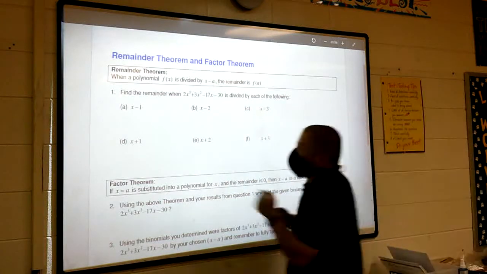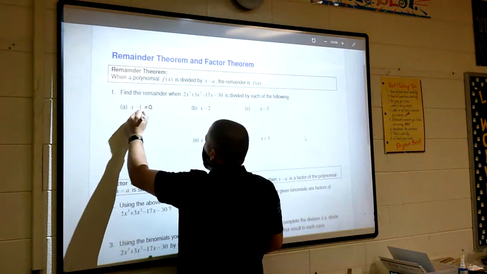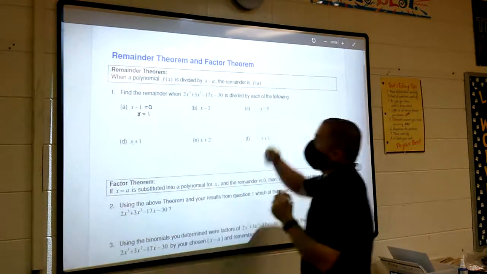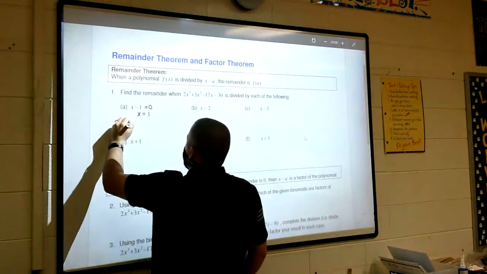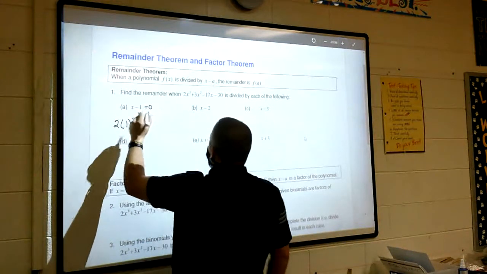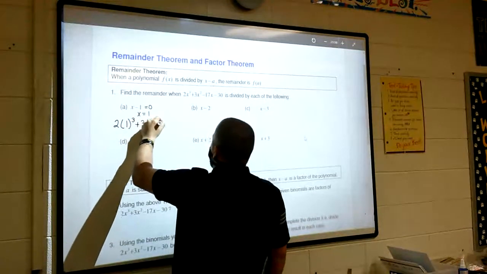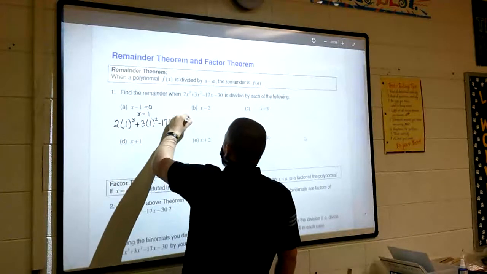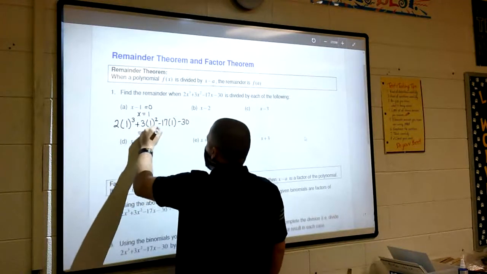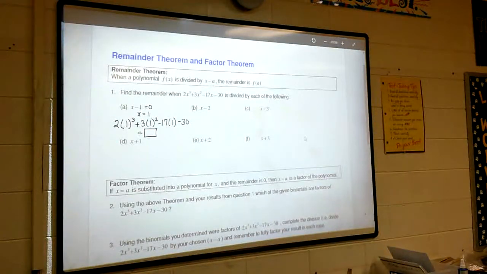So in A, x minus 1 equals 0, so that means x equals 1. So we're going to plug in 1. That's an example. So we would say 2 times 1 to the third, and you want to write this out. You want to show your work that you're plugging it in. Even though it seems a little time consuming, you do want to plug it in and show what you're doing. So you want to plug in 1 for x everywhere there's an x in that problem.